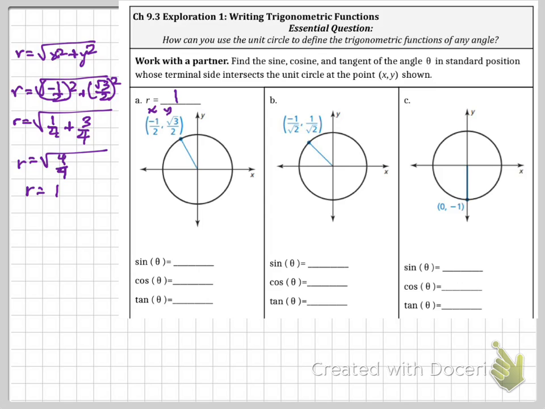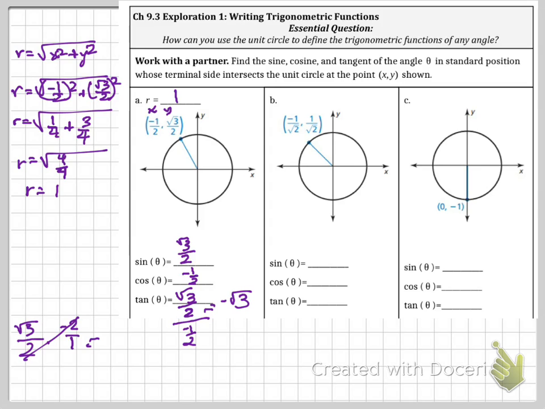So now let's take a look at our ratios. We're only looking for sine, cosine, and tangent. Sine of theta is y over r, so that is square root of 3 over 2 over 1, but we don't need to write that. Cosine of theta is -1/2, again all over 1, but that's okay to write it just like that. Tangent of theta is y over x, so square root of 3 over 2 all over -1/2. If we simplify that, square root of 3 over 2 times the reciprocal of the denominator, that's -2 over 1. This ends up being negative square root of 3.